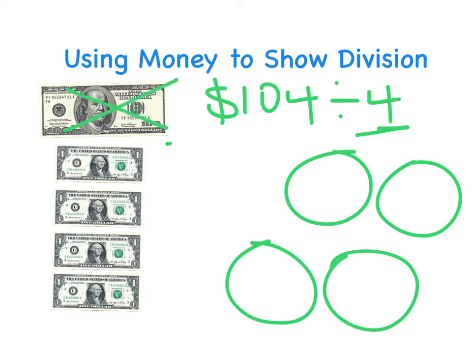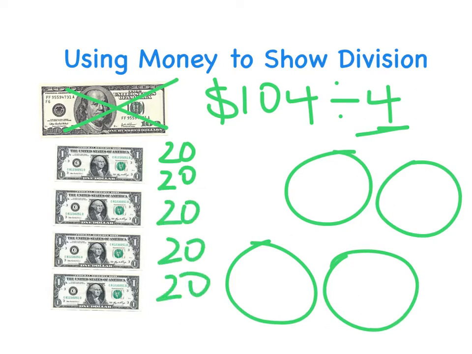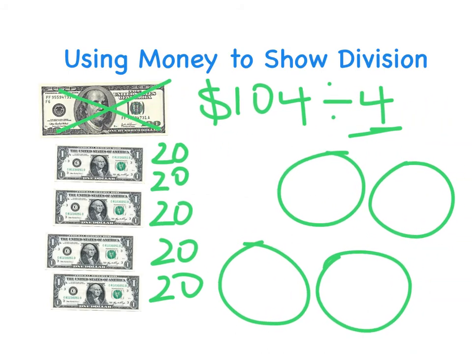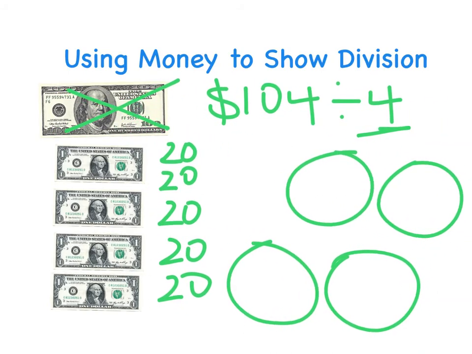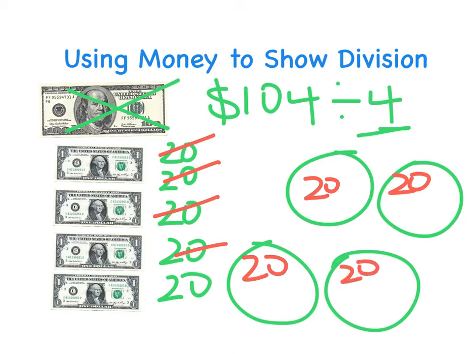So I'm going to cross that out and exchange it for 5 $20 bills. I'll just write 20 to represent those bills. Now I can pass those out to each of these groups. I can give this 20 here. I'll put 20 in this group, 20 in this group, and 20 in the final group. Now I still have one $20 bill left over, and I can't split that right now between the 4 groups.